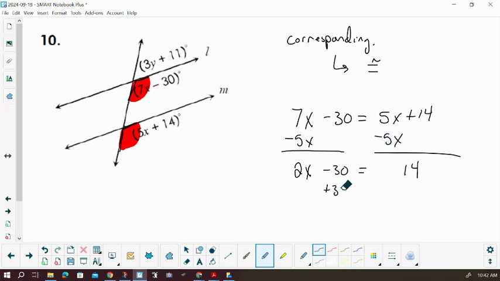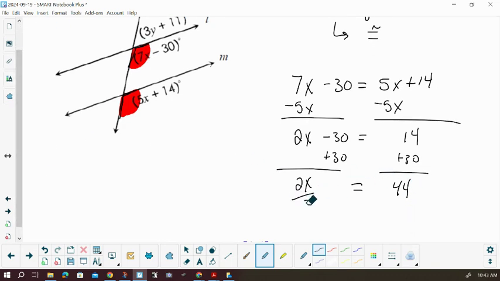Now I'm going to add 30 to both sides. We get 2x. We have an equal sign, right? That's gone. 30 plus 14 is 44. Divide both sides by 2. We get x equals 22. Now we need to find y.